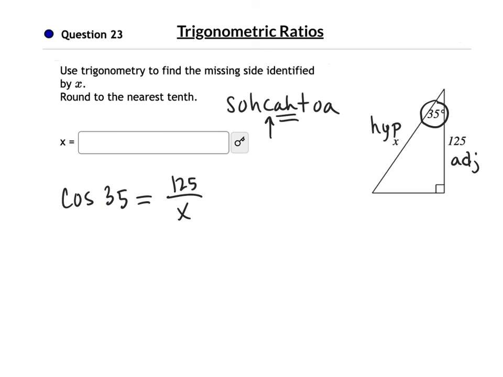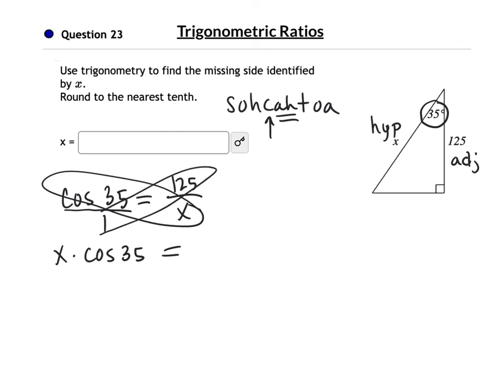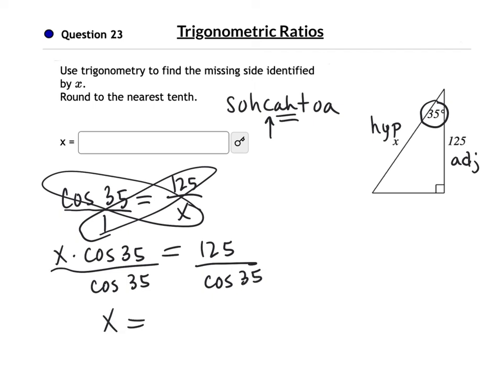Notice x is in the denominator again. We'll put this over 1 and cross multiply. X times the cosine of 35 is equal to 1 times 125, which is 125. Get the x by itself, divide. I got 152.6.